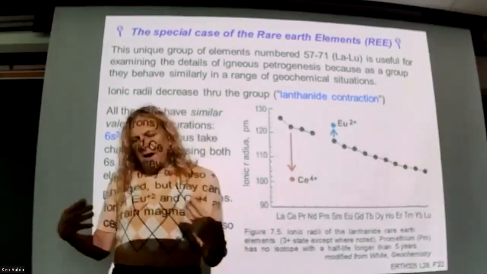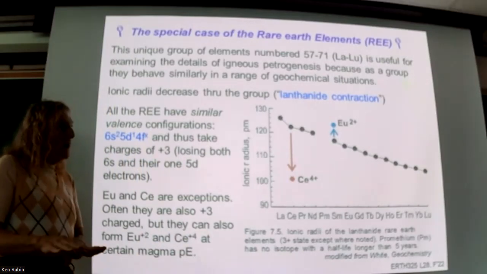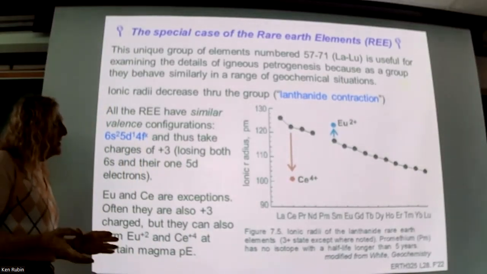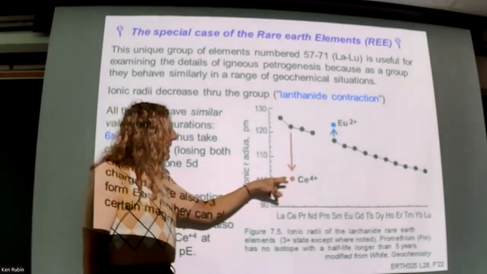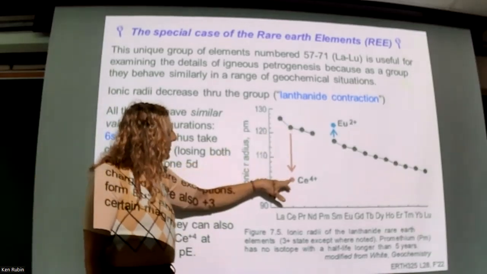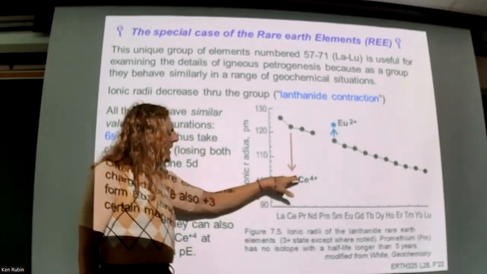Cerium, in very oxidizing conditions, it's not as common in igneous systems. It's common in hydrologic systems, for instance, but occasionally we can find cerium where it's been oxidized from the plus three to the plus four form. It gets a lot smaller, the ion contracts, and so it behaves differently.